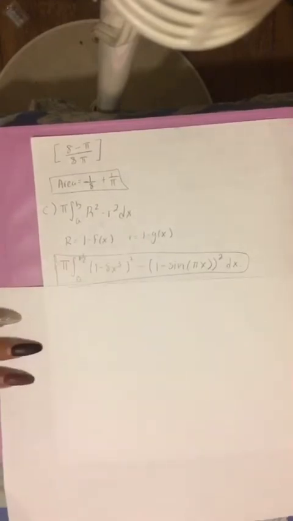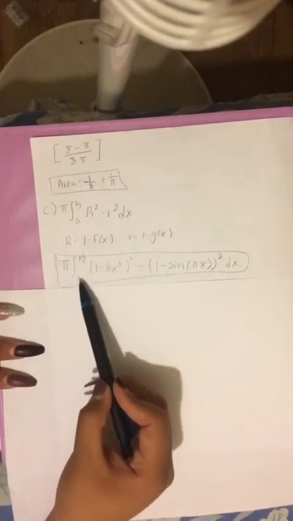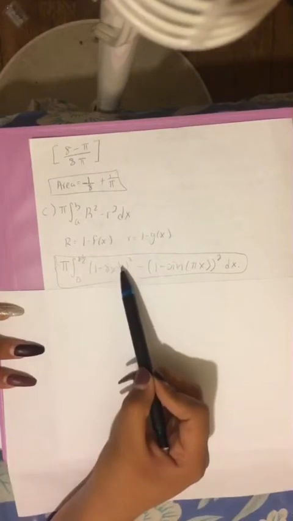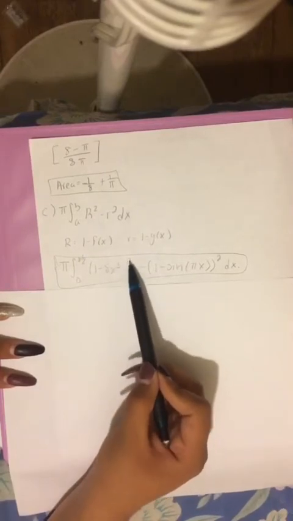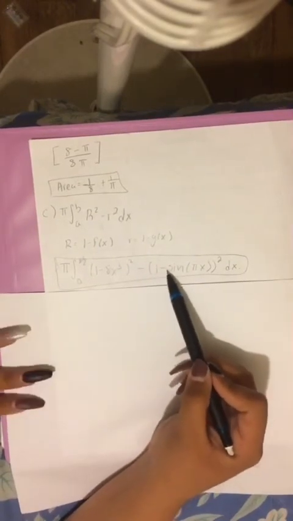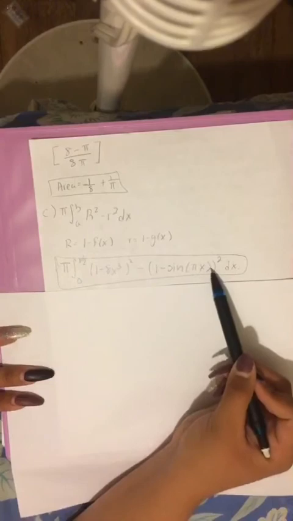So we already have our f of x and our g of x. When we plug it in, it's going to look something like this, which is pi times the integral from 0 to 1/2 of, in parentheses, 1 minus 8x cubed, squared, minus, 1 minus sine pi x, squared, dx. This will be our integral expression to find the volume.